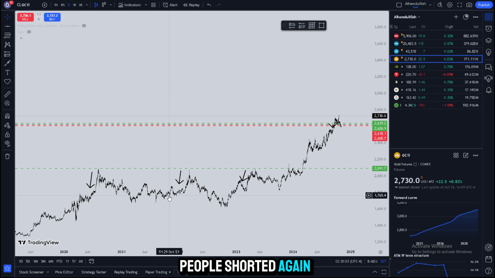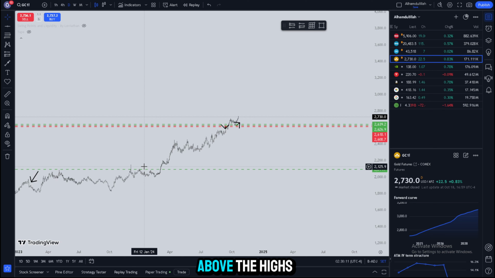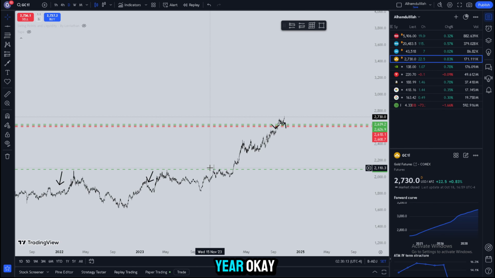Price decided to come here. People shorted again. Price came in contact with here. People shorted again. Price came in contact with here. People shorted again. Now, finally, eventually, we ended up getting a breakout above the highs and people ended up longing this here.